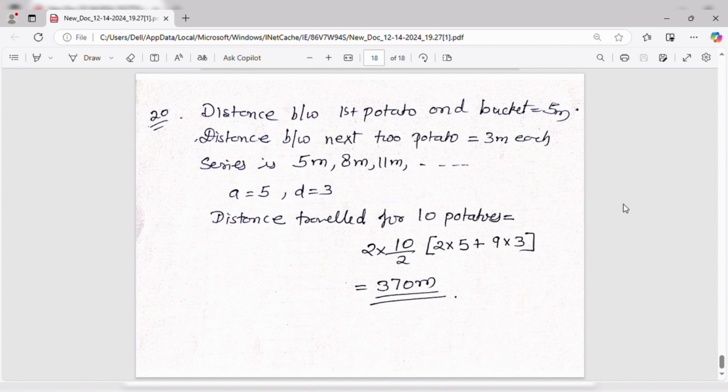So the distance between the first potato and the bucket is 5 meters. The distance between two upcoming potatoes is 3 meters each. So the AP would be 5, 8, 11 and so on. a is 5 and d is 3. So the distance traveled to pick 10 potatoes would be 2 into S10. So 2 into S10, we will find S10 and the answer would be 370. So the competitor has to run 370 meters to complete the race.